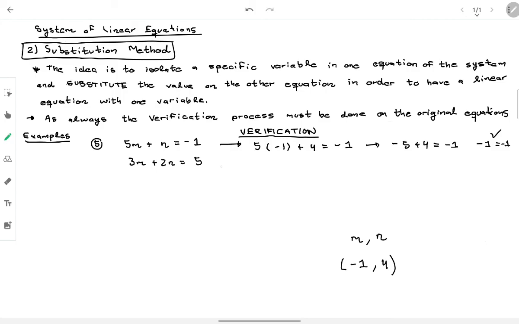Let's check the other one. It's going to be 3 that multiplies m, minus 1, plus 2 that multiplies n, that is 4, equals 5. So it's going to be minus 3 plus 8 equals 5. 5 equals 5. So yes, it applies. So we have done the verification already for this specific example.